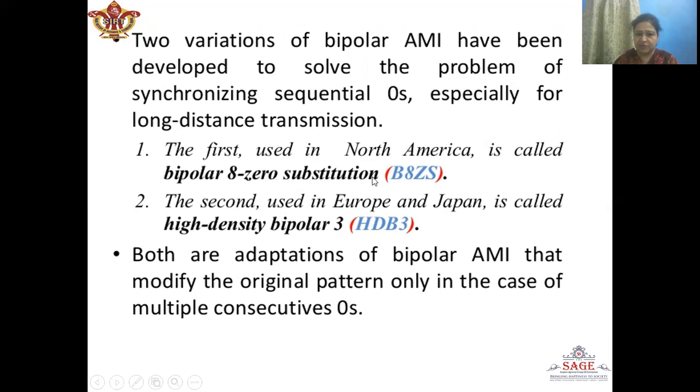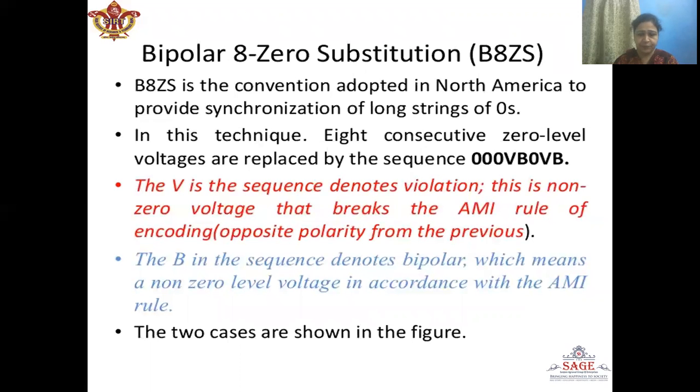Bipolar 8-zero substitution, which is also called B8ZS, is first used in North America, whereas HDB3, which is high density bipolar 3, is used in Europe and Japan. Both are adaptations of bipolar AMI that modify the original pattern only in the case of multiple consecutive zeros. Now first, we will discuss bipolar 8-zero substitution. As I already told, it is used to provide synchronization of long strings of zeros.